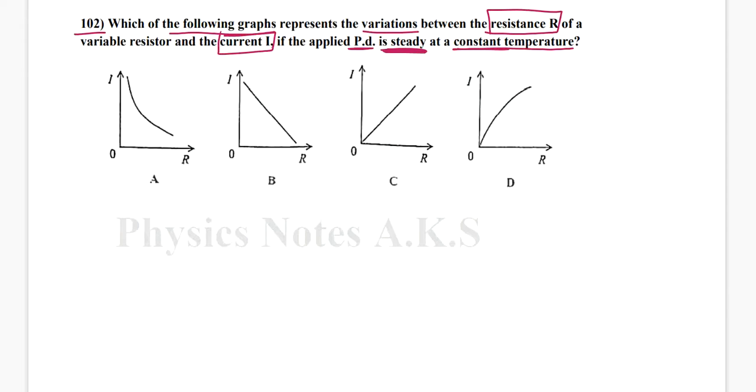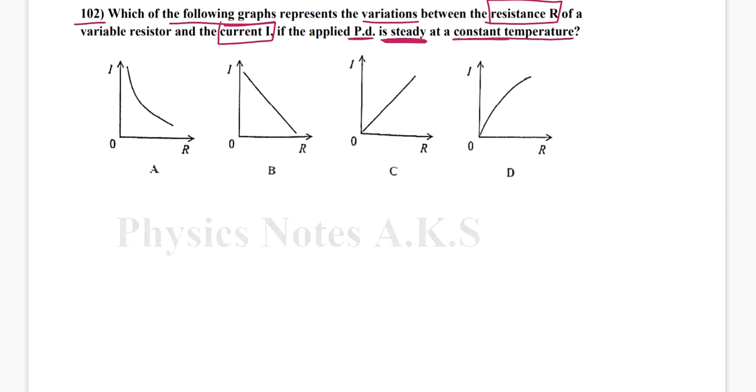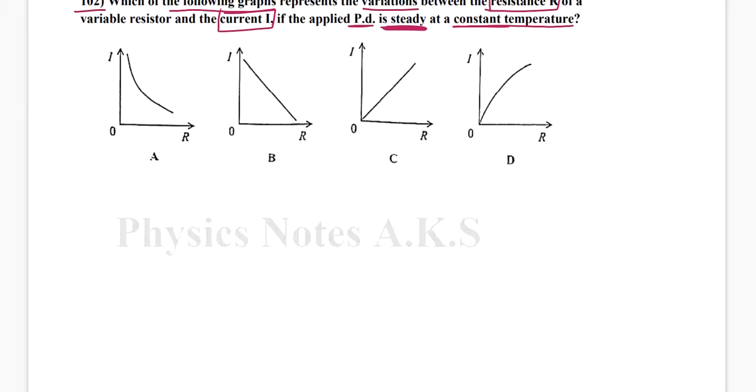Okay, we know Ohm's law before. We know that at a constant temperature, the relation between current and potential difference is directly proportional, and it is a linear line. Okay.